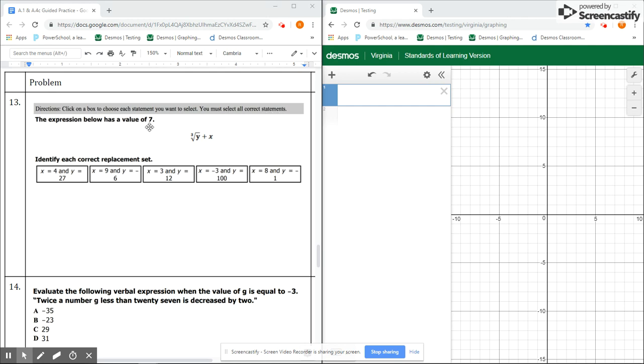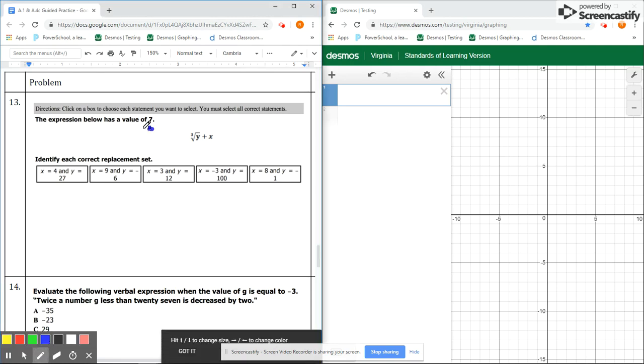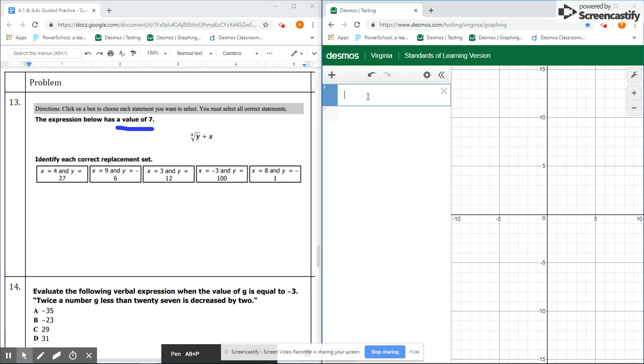The expression below has a value of 7. Cube root of y plus x. We must see which one of these x and y values give us the value of 7. All right, so I'm going to go over to Desmos, and I actually want to evaluate this, so I'm not going to use x and y, I'm just going to use a and b. Okay, I'm going to use cube root.